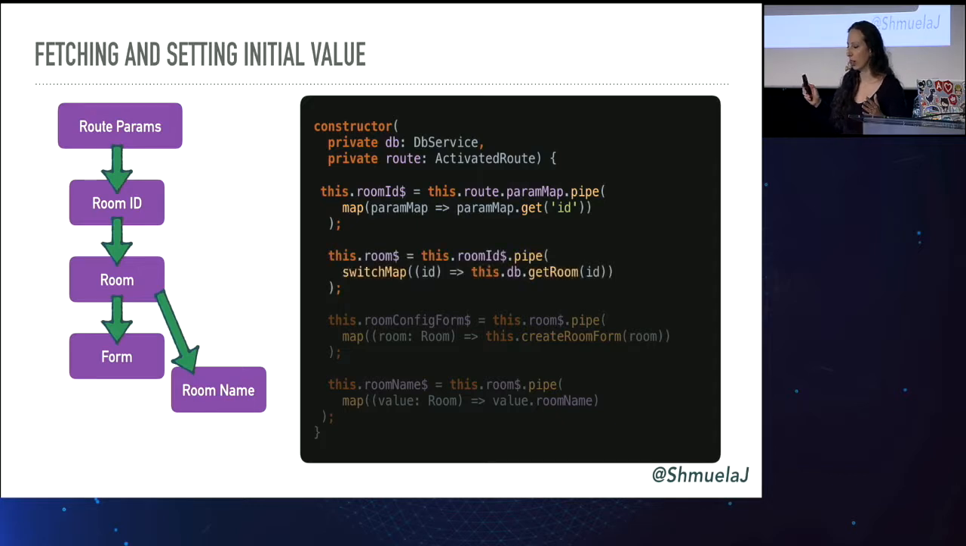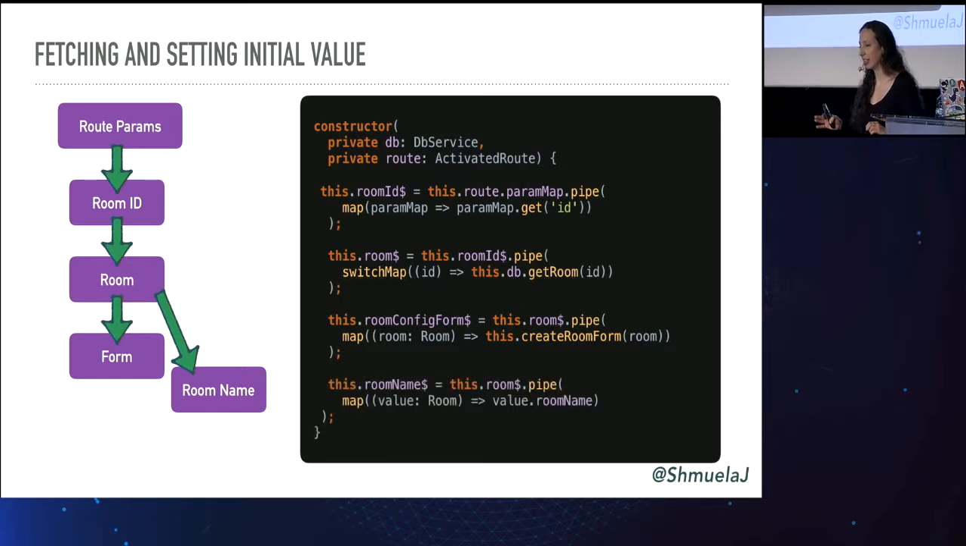Then I want the room data. So I take the observable that I have for the ID, and I switch map to a method that I have on my database service to get the data from the server. Then when I get the data from the server, I can open another stream to create the form. So actually here, the form is also emitted as an event in the stream. And we can subscribe to it or use the async pipe in the component where we use the form.